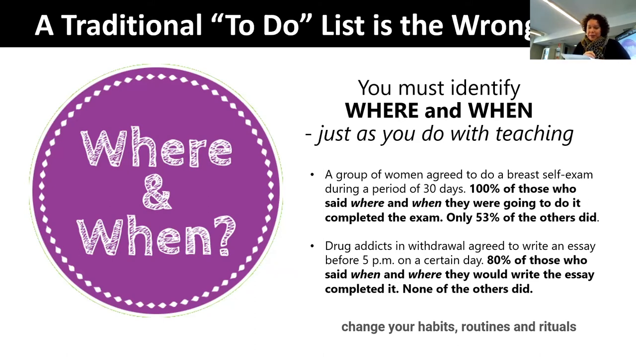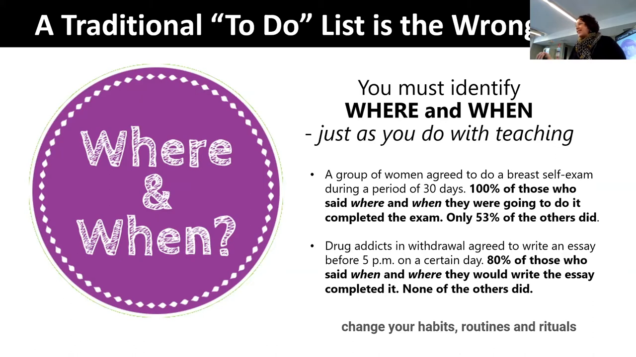So there's two examples here from studies. One is about the percentage of women who agreed to do a breast self-exam in the next month. 100% of those who said where and when they would do it, did it. Only 50% of those who said, oh yeah, I'm going to do it, did it. And similarly, I can't think of a more stressed out population than drug addicts. Drug addicts in withdrawal agreed to write an essay before 5 p.m. the next day. 80%, so the vast majority of those who said when and where they were going to do it, so after lunch or after I watched Bold and the Beautiful, whatever, came up with a where and a when, did it, versus none of those who didn't say where and when.